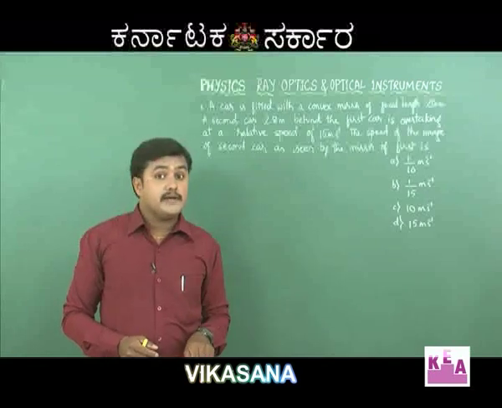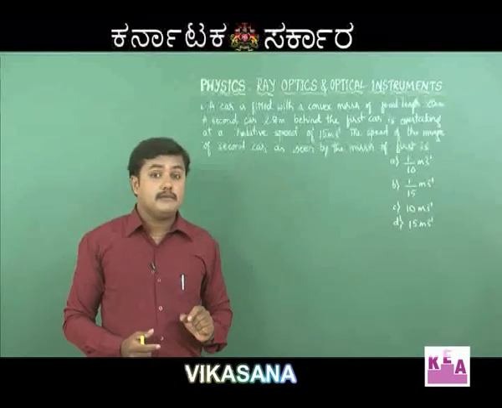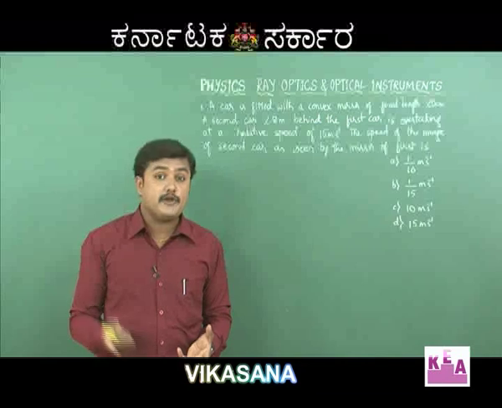They have asked you to calculate the speed of the image, and for which they have given you the speed of the object. This is not the usual kind of problem that we usually solve. Here speeds have to be defined. Do we know how to define speed of an object, speed of an image?